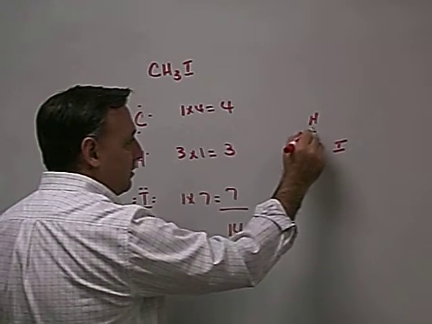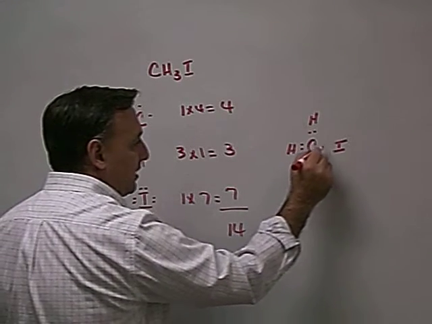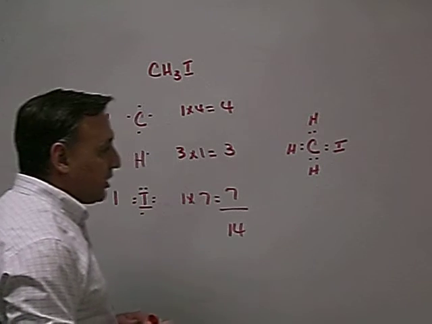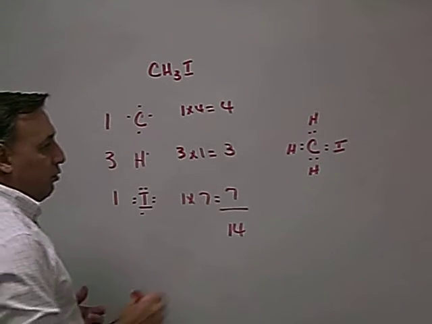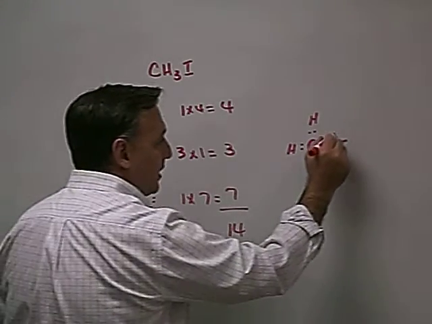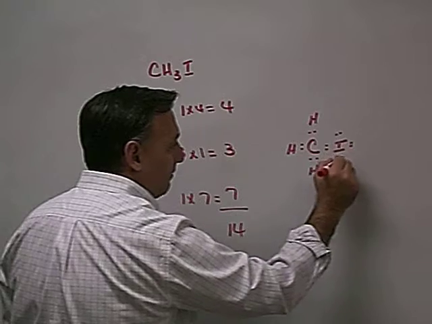We'll connect the basic skeleton, 1, 2, 3, 4, 5, 6, 7, 8. That leaves us with an additional 6 more electrons to distribute. So we can't put them on the hydrogens because hydrogens only take 2 electrons each. We'll put them on the iodine. 1, 2, 3, 4, 5, 6.